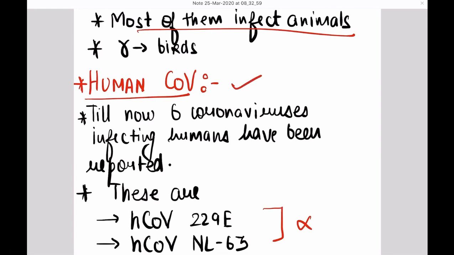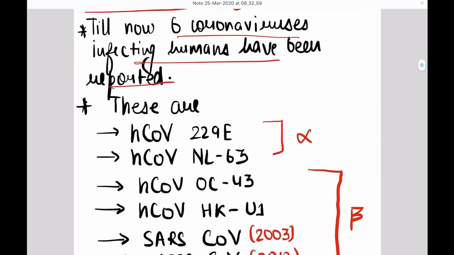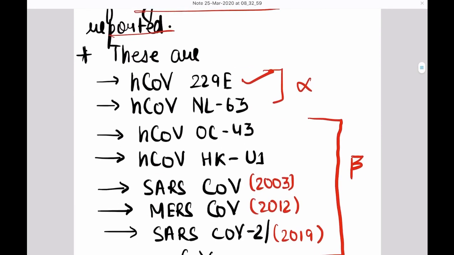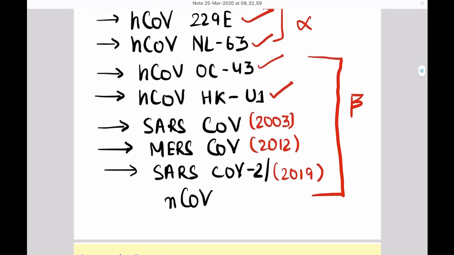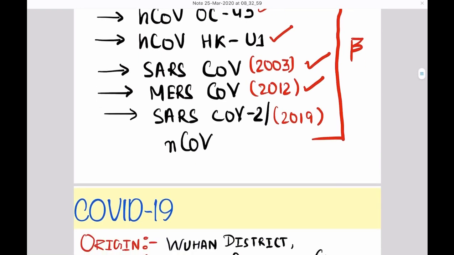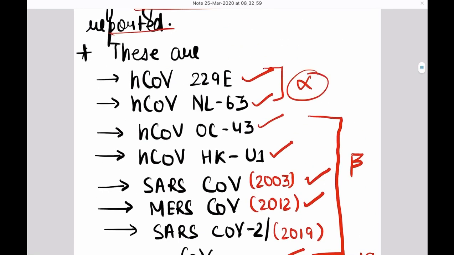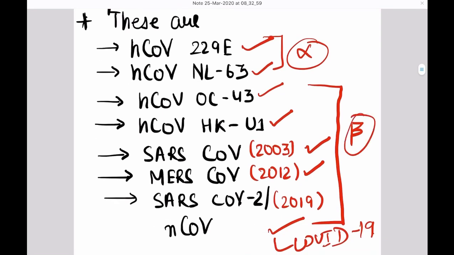Now, human coronaviruses. Till now, six coronaviruses infecting humans have been reported. These are human coronavirus 229E, human coronavirus NL63, human coronavirus OC43, human coronavirus HKU1, and the SARS coronavirus that was reported in the year 2003, the MERS coronavirus that was reported in the year 2012, and the SARS coronavirus 2 or the novel coronavirus that was reported in the year 2019 and is causing the disease COVID-19. The first two variants belong to the alpha subfamily, whereas the rest belong to the beta subfamily.